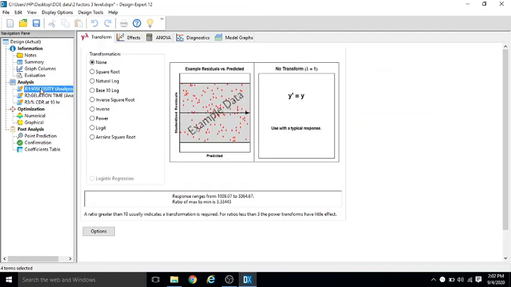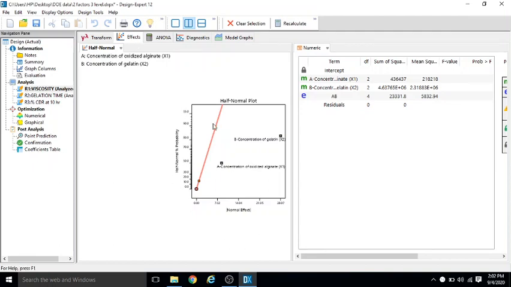When you click on this, here we do not need any kind of transformation. So you have to select none. After that, if you go to effect, right, here you can see the half normal plot. The red line indicates the expected outcome, or you can say the expected result in terms of viscosity, and these particular spots are showing the maximum concentration of gelatin and oxidizing agent.